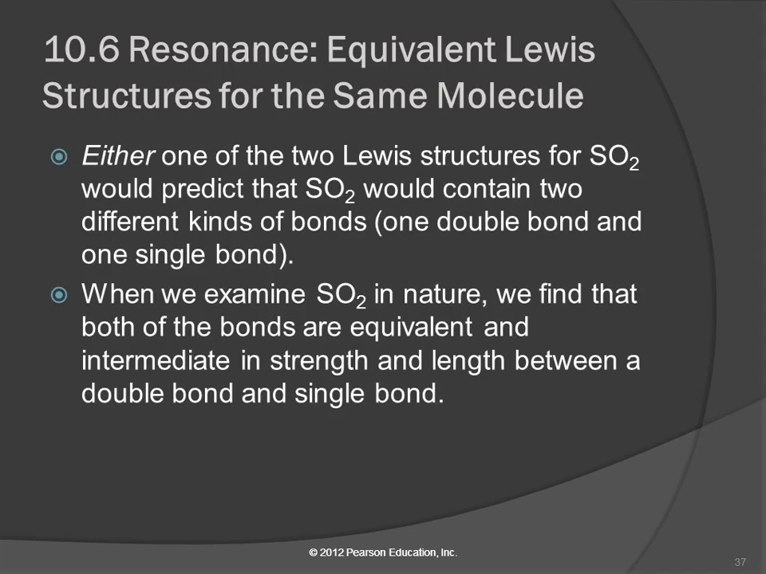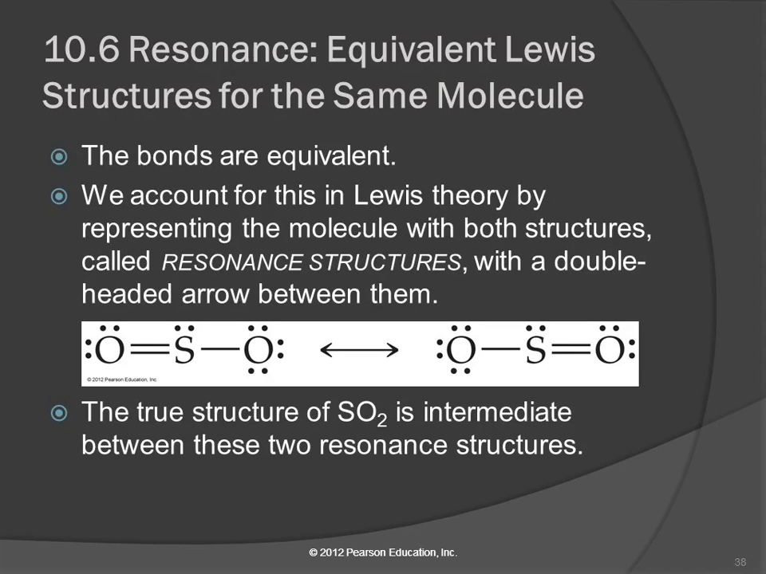So either of those structures we drew predicts that SO2 has one double bond and one single bond. But we know from experiment that both of the bonds are the same. They have the same length and the same strength. And so it's intermediate between a single and a double bond, kind of like a 1.5 bond. You're like, well, how is that possible? Well, it's kind of complicated. But what we do is we say, well, Lewis structure is not going to allow us to draw a 1.5 bond. We can't draw a structure that shows that both of these bonds are equivalent.